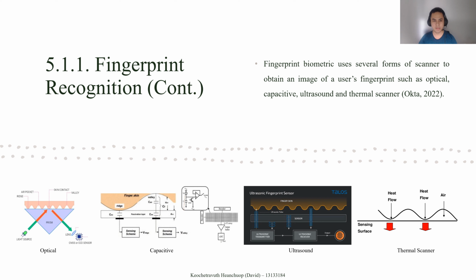A thermal fingerprint scanner is a method that uses heat to measure the difference of temperature between ridges and valleys and creates an image of the fingerprint based on the contrast between the two.